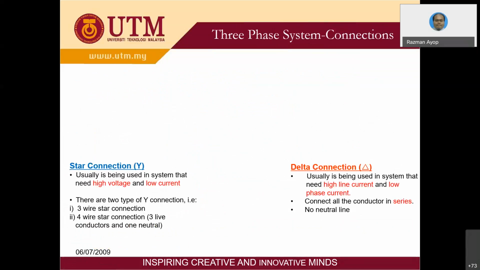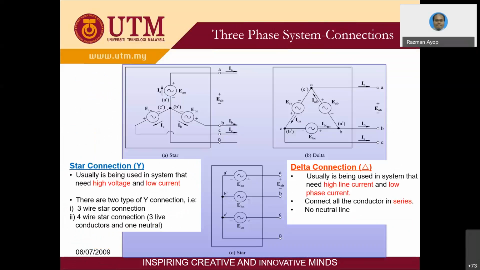Next part of the study is star delta. For theory, you need to memorize this. What is the use of star connection? For a system with high voltage and low current, you use star connection. For star connection, there are two types, either 3-wire or 4-wire. The extra wire is just a neutral wire. I will show you later what the neutral wire is.